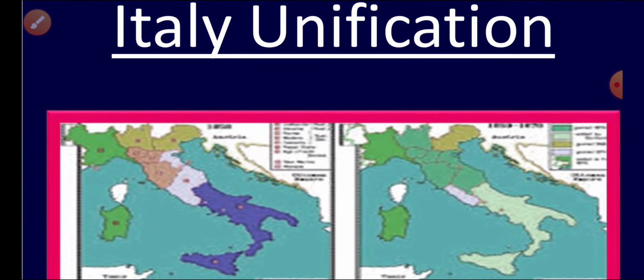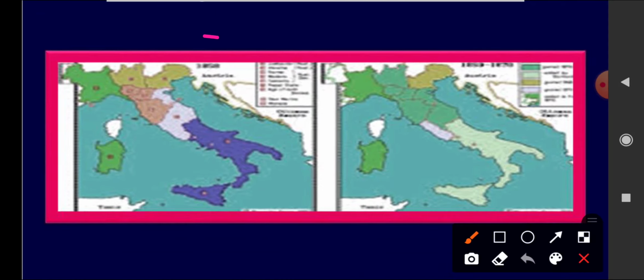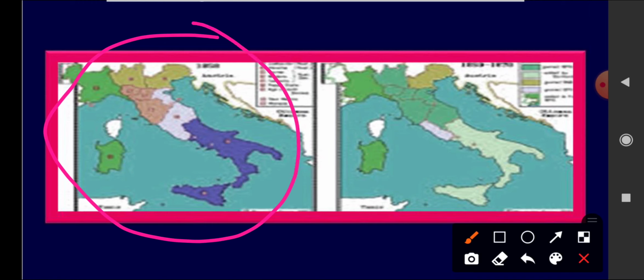Here is one picture related to the Italian states. One map is shown. On the left side, you may see this map. It is related to parts of Italy before 1858, and this second one is the Italian states after the unification. Means here on this second map is shown.